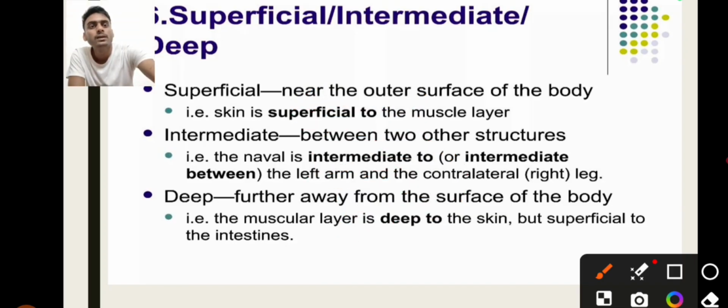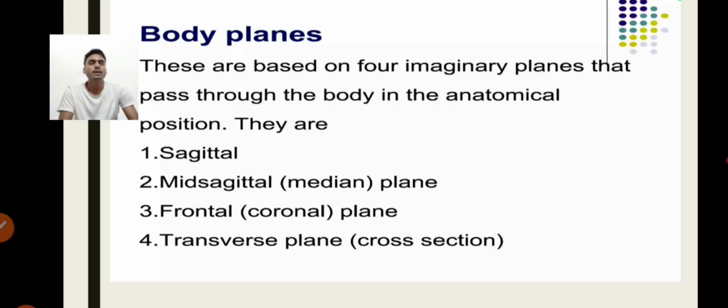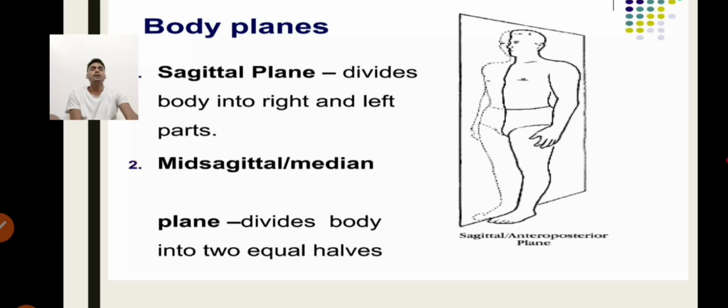Our next slide is body planes. There are mainly four body planes: first is sagittal, second is mid-sagittal, third is frontal or coronal, and fourth is transverse or horizontal plane. Now we discuss one by one. First is the sagittal plane. The sagittal plane divides your body into right and left parts. The mid-sagittal or median plane divides your body into two equal parts.